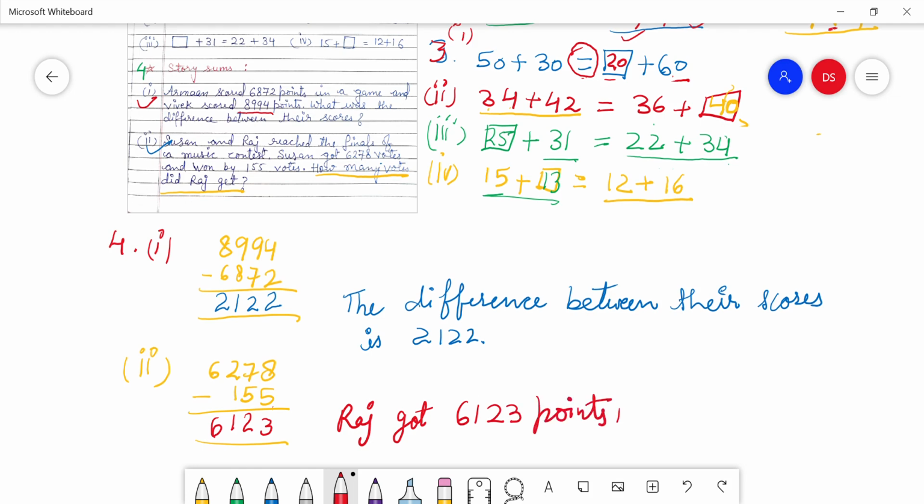Children, with this we are completing the revision of chapter 4. In the next video we will meet with the new chapter revision, that is chapter number 5.